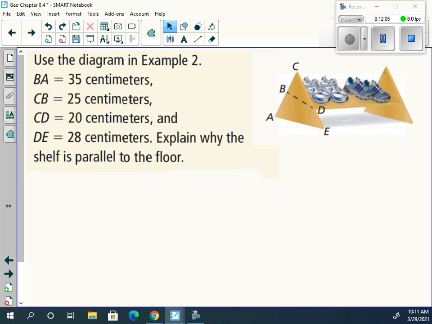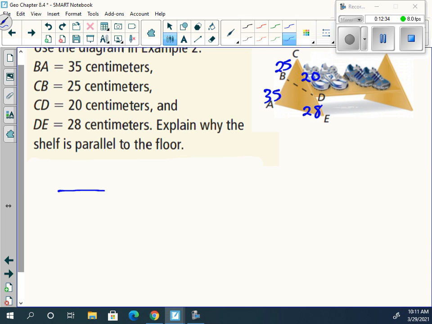So we're going to use diagram 2 again, and we have these measures. And this time we want to explain why it is parallel to the floor. Well, BA is 35. CB is 25. CD is 20, and DE is 28. So it gave us these measures. Now, if we want to say that they're parallel to the floor, well, we would say what? That 25 over 20 needs to be the same as 35 over 28.